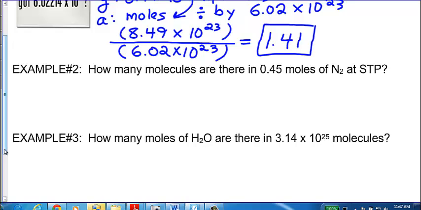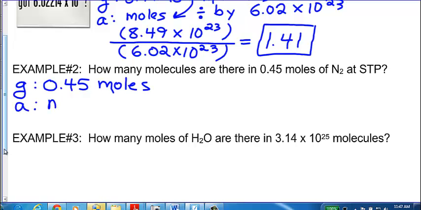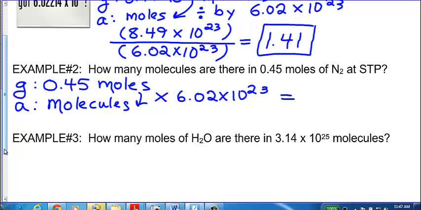Okay? Look at number 2. How many molecules are there in 0.45 moles of nitrogen at STP? We are given 0.45 moles, and they are asking us for molecules. This time, we're going from moles. If we're going from moles, we will multiply by 6.02 times 10 to the 23rd. Okay, and again, it's not such a big deal when you're multiplying, but when you're dividing, you need your number in parentheses. So it's a good idea to get in the habit of putting it in parentheses.